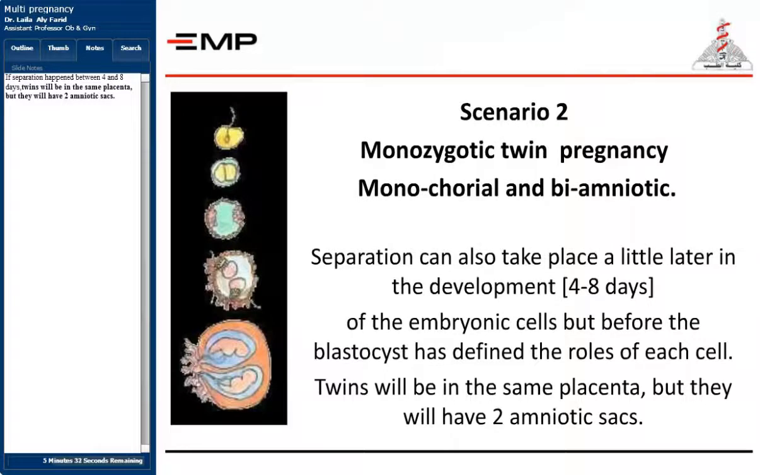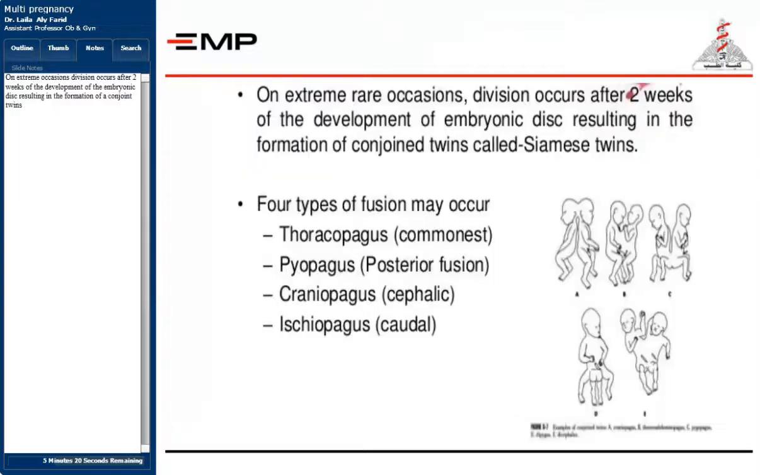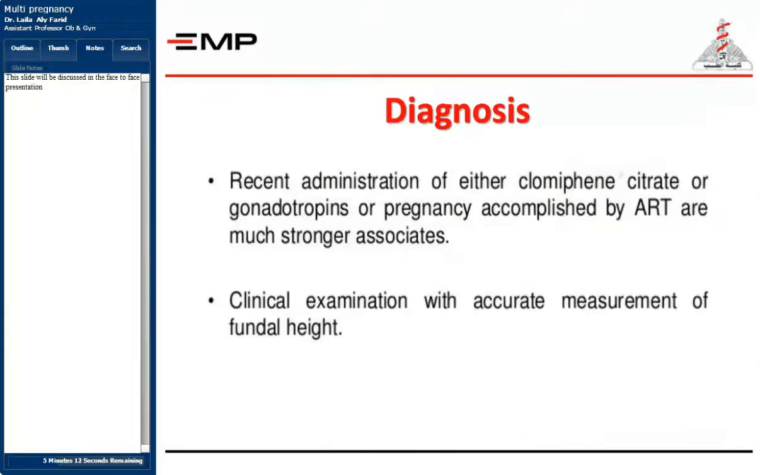If separation happened between 4 and 8 days, twins will be in the same placenta, but they will have 2 amniotic sacs. Late separation will lead to twins in the same placenta and same amniotic sac. On extreme occasions, division occurs after 2 weeks of the development of the embryonic disc, resulting in the formation of conjoined twins. This slide will be discussed in the face-to-face presentation.